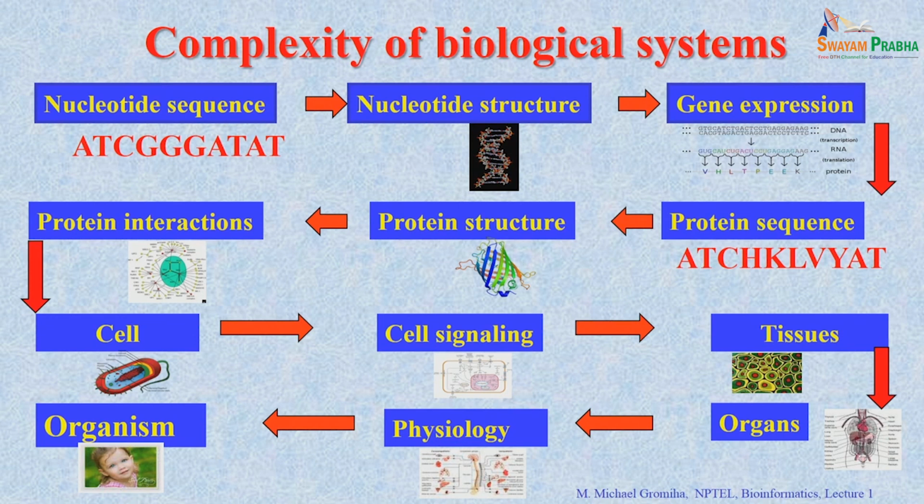So, we go with the DNA, DNA to RNA and RNA to protein. We go through the gene expression and finally we get the protein sequence. Once we have the protein sequence, we go to the next level, protein structure, and then from protein structure to protein interactions. This happens in the cell, and then we go to cell signaling, tissues, organs, the physiology of the system, and finally the organism. This is the complexity of the biological systems.